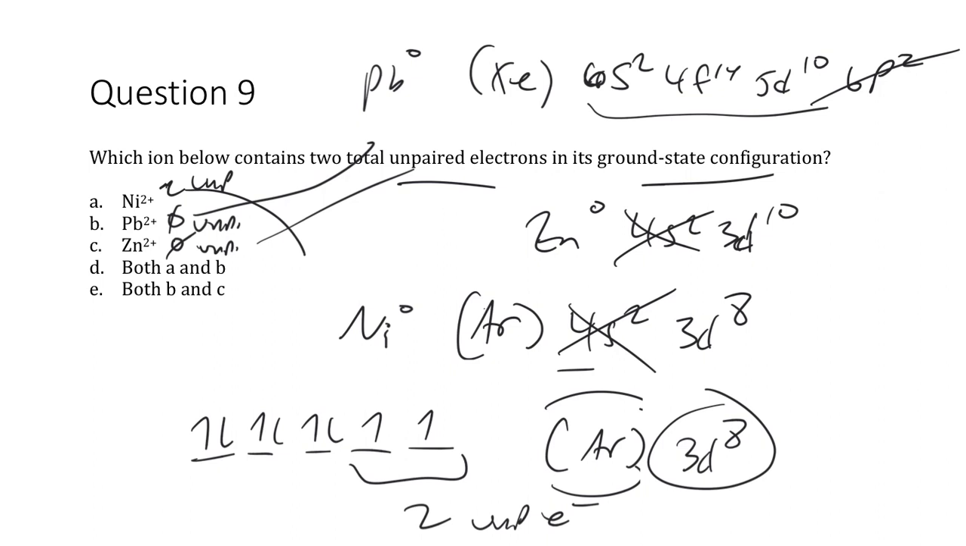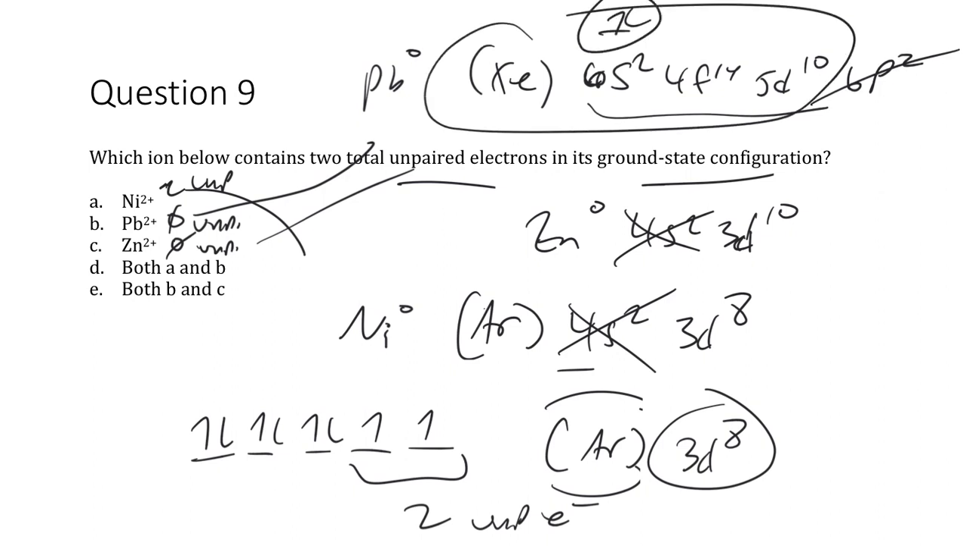If you're really good with the diagrams, you could have been like, well, it's a p2, it loses the 2, and everything else is spin paired. So all these are spin paired electrons. So that's the only valence electron left. These are, of course, all spin paired. So the only one here with 2 unpaired electrons is nickel 2+.